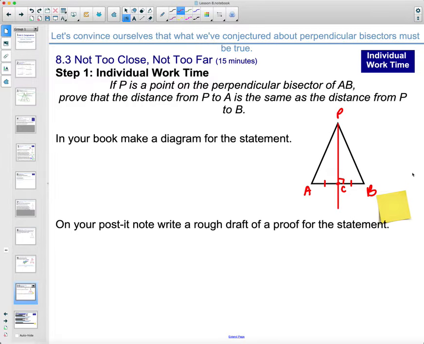Then go ahead and write a draft of a proof that would prove that AP ultimately is congruent to PB. When you're looking at your proof, the idea here would be that you're coming up with something that will prove that the two triangles are congruent. So your plan would be to prove that the triangles are congruent.